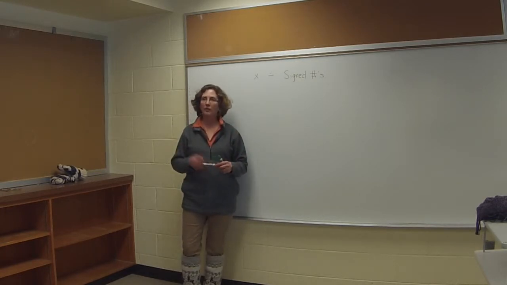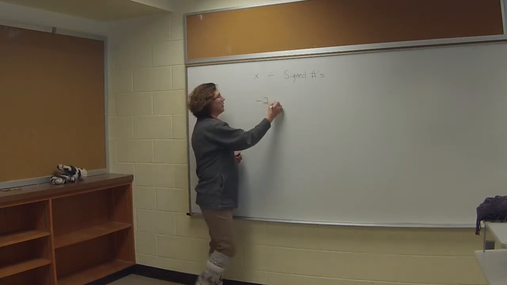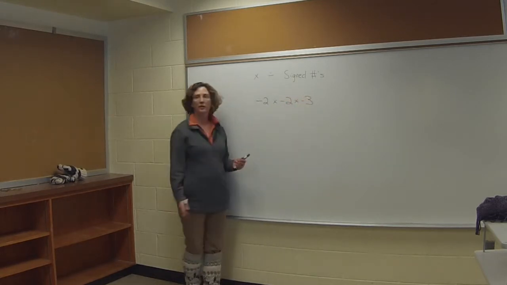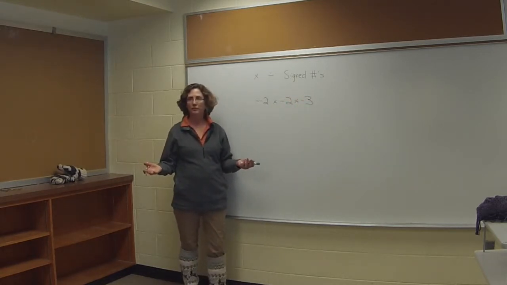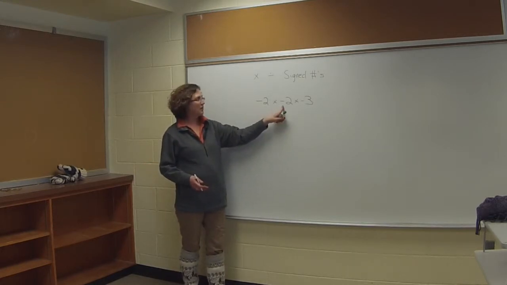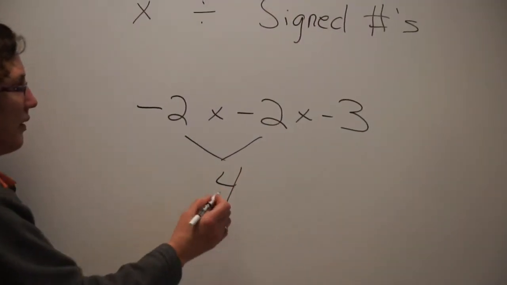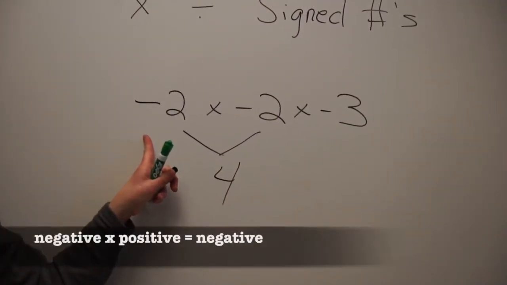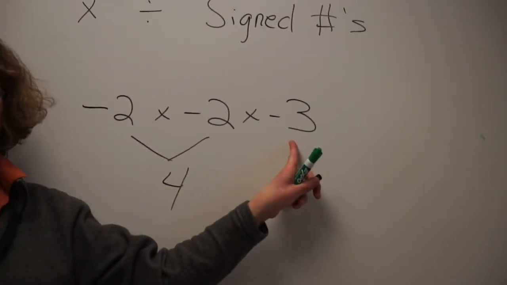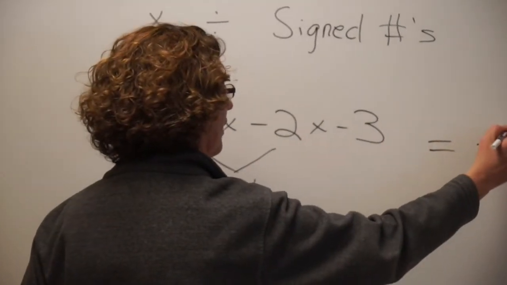But what if you have three negative numbers? Negative 2 times negative 2 times a negative 3. Then what will the answer be? We have negative times negative equals a positive. We already talked about that. Remember the truck example. Now we have a positive times a negative equals a negative.